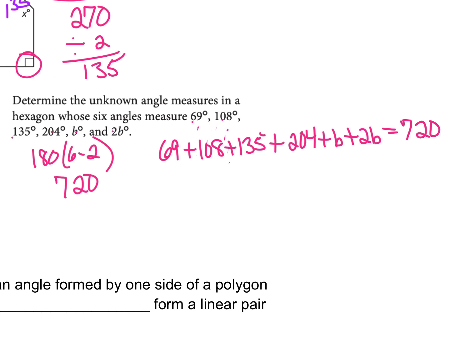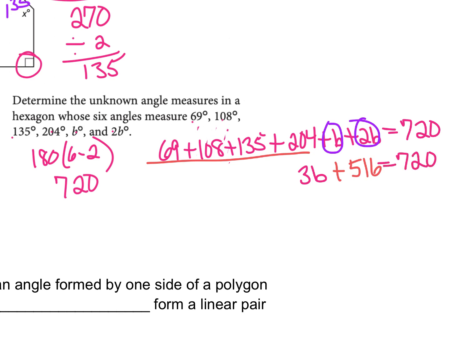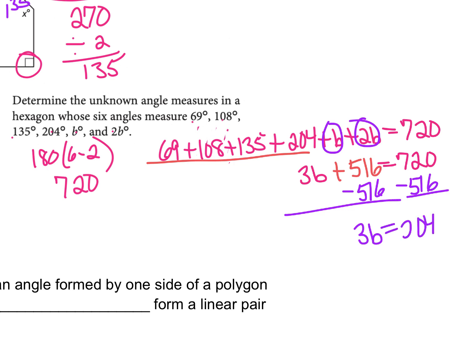So all that adds up to be 3B, right? 1B and 2B, 3B, and then all these add up to be 516. And then I subtract 516 from both sides. And I get 3B equals 204. And divide by 3, and I get 68.